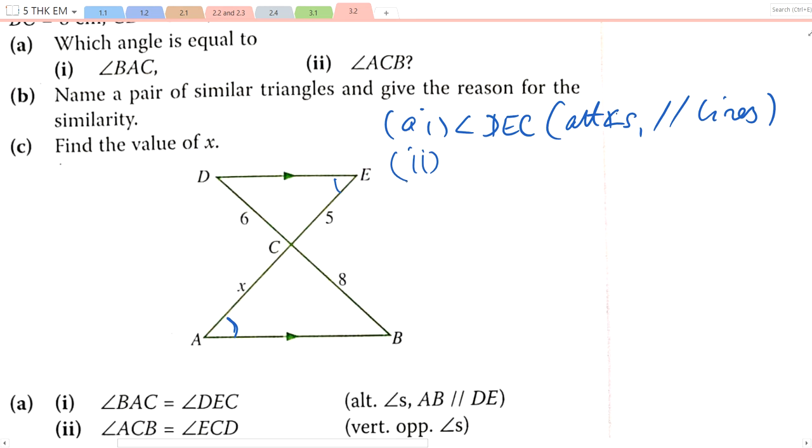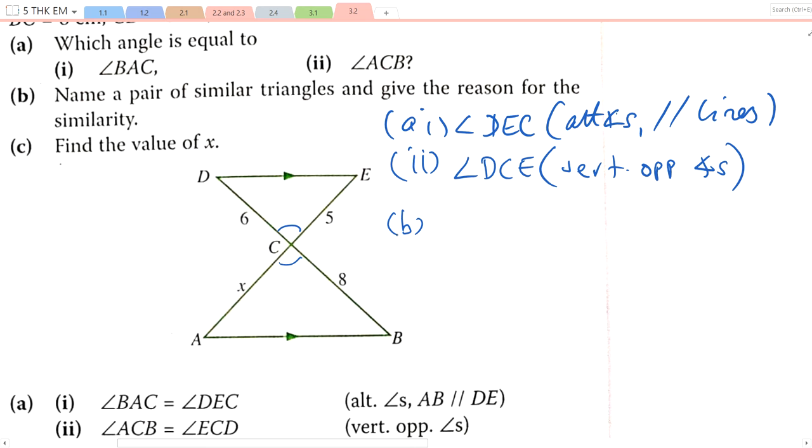Now part 2. ACB. ACB, okay, I've got an angle over here. Which angle is equal to this? Okay, DCE. Angle DCE. What is the reason? Vertically opposite angles. Got parallel lines or not? No, it doesn't involve parallel lines over here. So this is it. Okay, now part B.